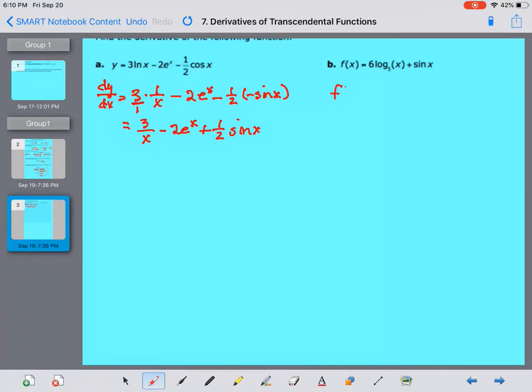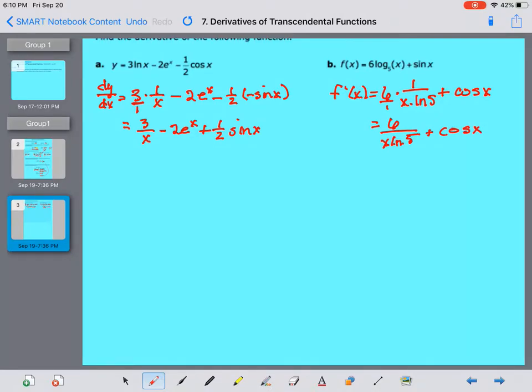Next one, to get the derivative, okay, again, 6 is a coefficient, I'm going to bring it down. And then that logarithm with base 5 of x gives us that rule on the previous page: 1 over x times the natural log of the base, which in this case is 5. And then, of course, plus, and the derivative of sine gives us cosine. Clean it up really quickly. Again, over 1, so we're going to multiply across. So 6 over x natural log of 5 plus the cosine of x.